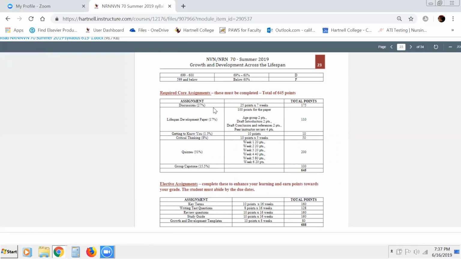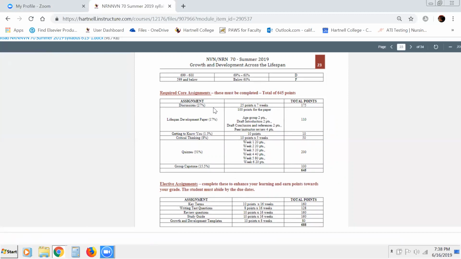There are critical thinking exercises, 5 chapters' worth of those. And then there is a quiz each week. There's not, per se, a final exam. There is a final group capstone project that is worth 100 points. So were you to earn all points possible, you would have 645.